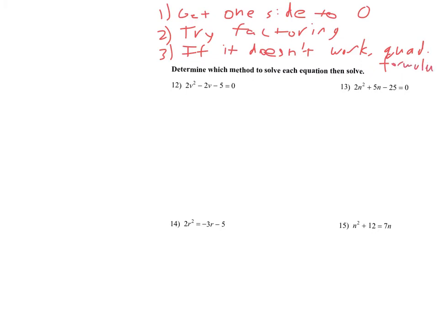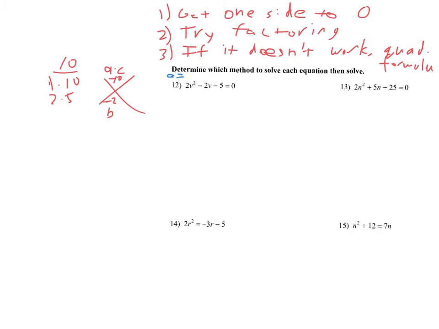All right. So, number 12 here, you can see we already have one side to 0. So, I'm going to try factoring now. So, we're just going to do our x here. We're going to do a times c up top, b on bottom. So, that's going to be negative 10 on top and negative 2 on bottom. So, I'm thinking of two numbers to multiply to negative 10 and add to negative 2. So, for 10, we have 1 times 10 and 2 times 5, neither of those is going to make negative 2. So that means that the factoring does not work. You can't come up with two numbers that do that. So that just means we're going to switch over to quadratic formula.